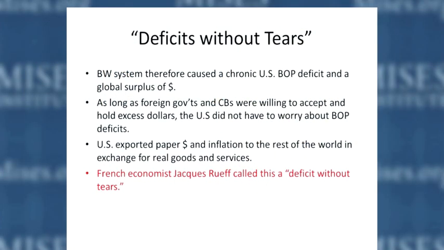By the way, the French economist Jacques Rueff called this the deficit without tears, meaning that the U.S. could just go on and have trade deficits, or balance of payments deficits, with the rest of the world by just printing up this paper, because the rest of the world was willing to accept and hold the dollars or dollar assets to back up their own money. So what we exported to Europe was inflation. What they exported to us were real goods and services.